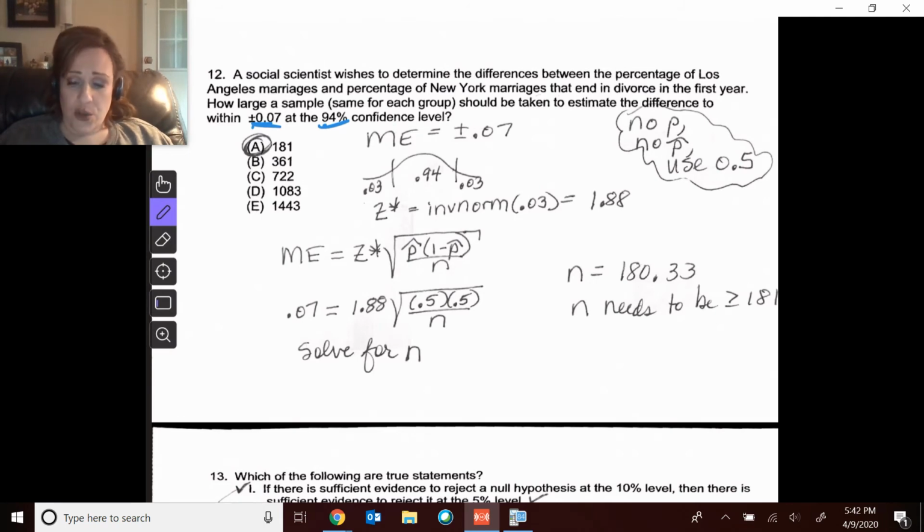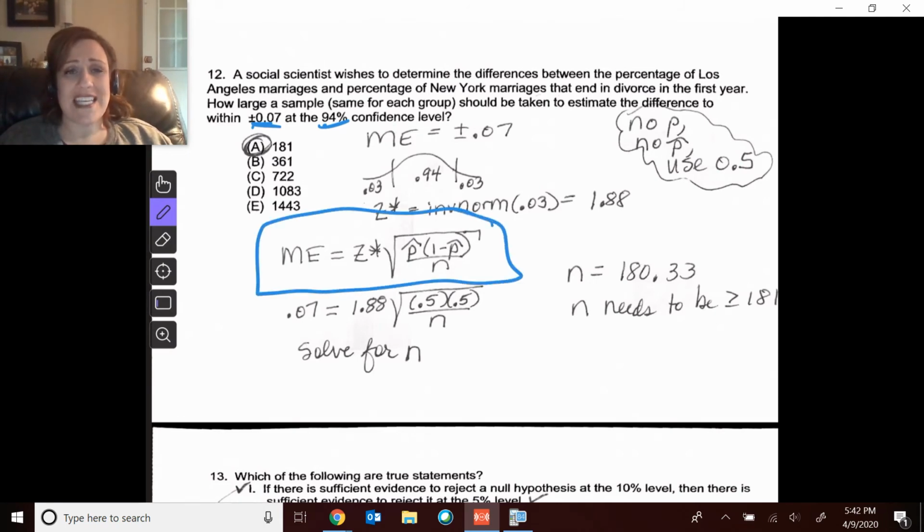Okay, and so remember, here was the key to that. There was the key, knowing that margin of error formula. And so we have no p hat, so we ended up having to use 0.5. And so here is plugging in the numbers, and then I went through the calculator and I got 180.33, so our sample size needs to be at least 181.